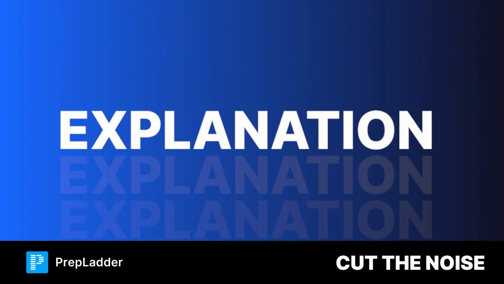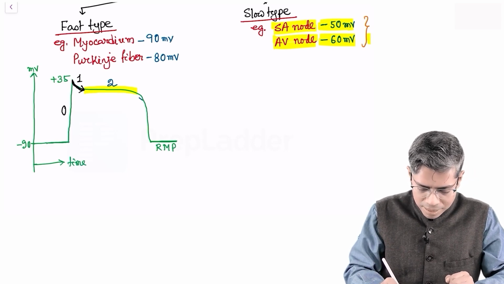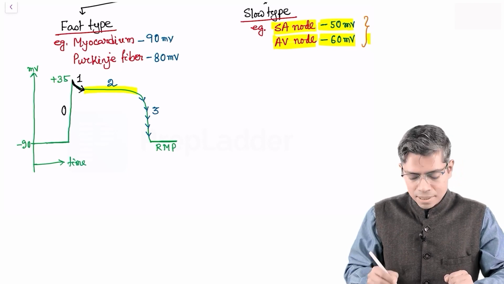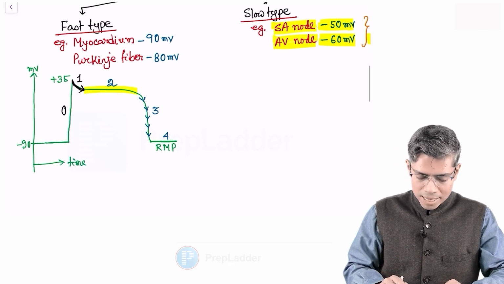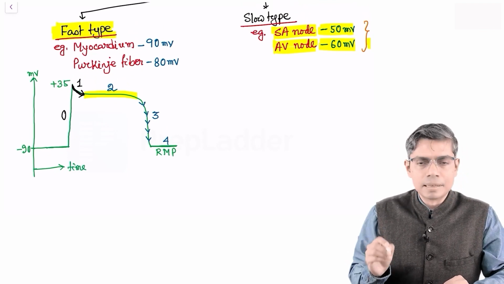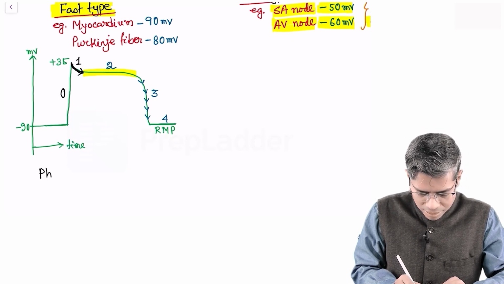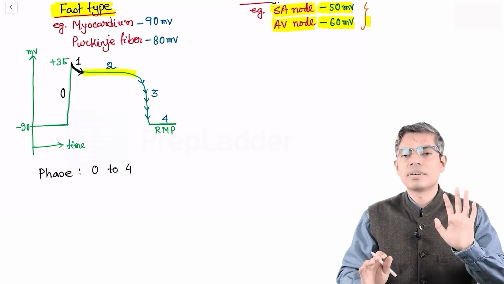Here's the explanation. Plateau portion, this part is known as the phase number 2, and then one part of the action potential is returning back to resting membrane voltage. This is phase number 3, and resting membrane potential is known as phase number 4. So I can easily find out that in case of fast type action potential, there are 5 distinct phases. Okay, so I can easily understand that phases in case of fast type action potential start from 0 to phase number 4. Means total 5 phases are there.